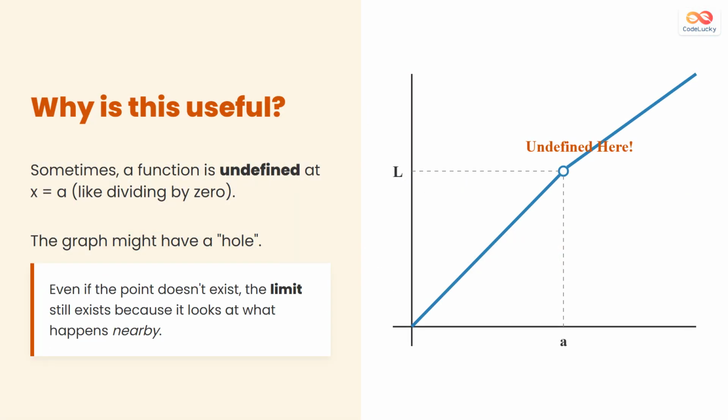You might wonder, why don't we just plug the number in? Well, sometimes we can't. Sometimes there is a hole in the graph, like when we try to divide by 0. The function is undefined there. But with limits, we can still talk about what the value should be based on the path leading up to it.